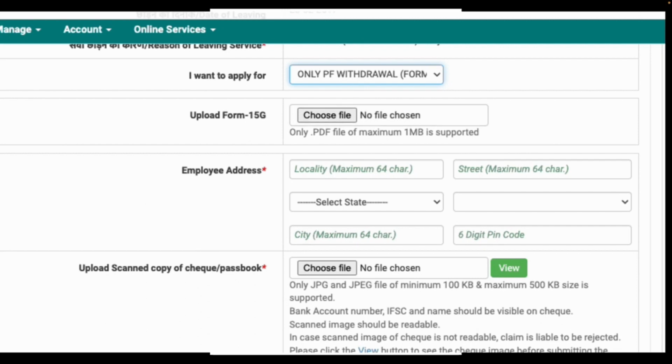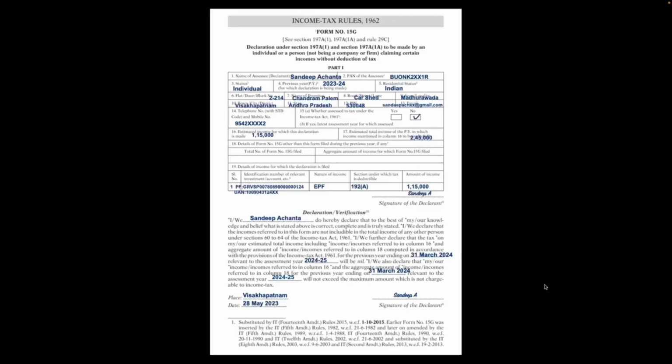If you don't submit Form 15G, then the EPFO will reject your claim or they will deduct tax from your EPF amount. Still, if you have any queries about how to fill Form 15G, ask those queries in the comment section below.